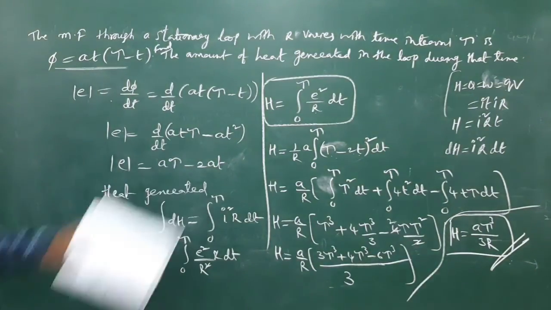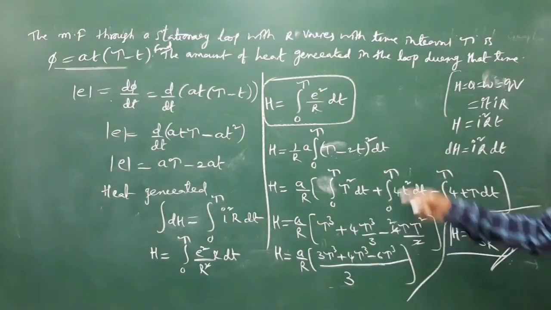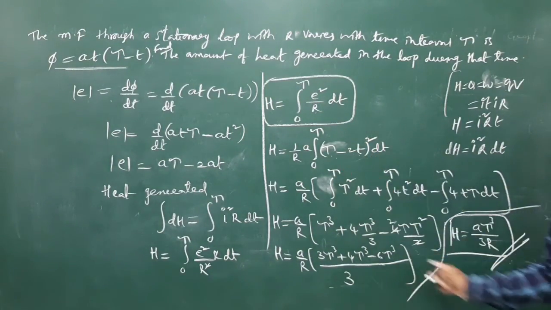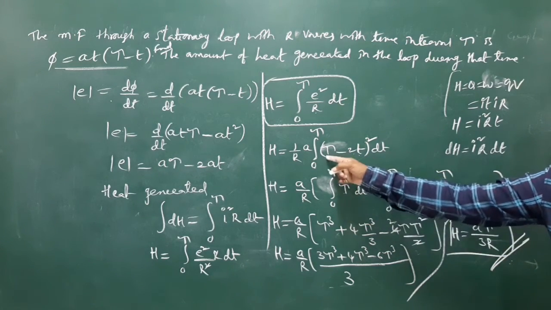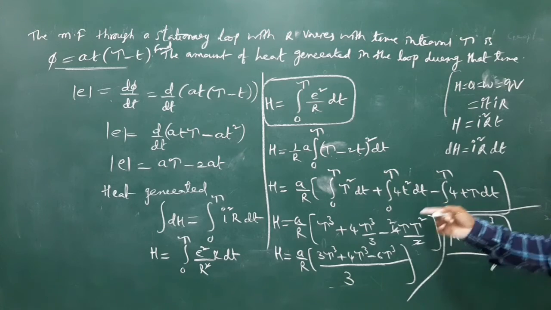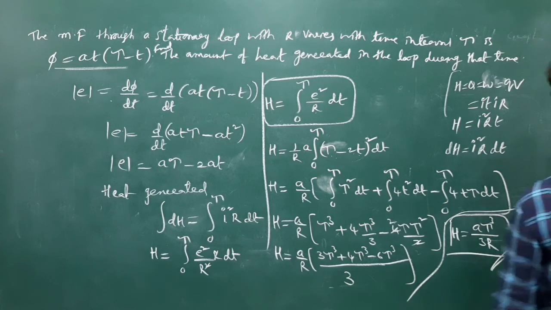So verify the integration. I hope that you know the integration process. So I am writing directly here now. Substitute the integration formulas and you will get the answers here. So split up (a minus b) whole square as a square plus b square minus 2ab. You know these integrations, and finally we will get a tau cube by 3R.